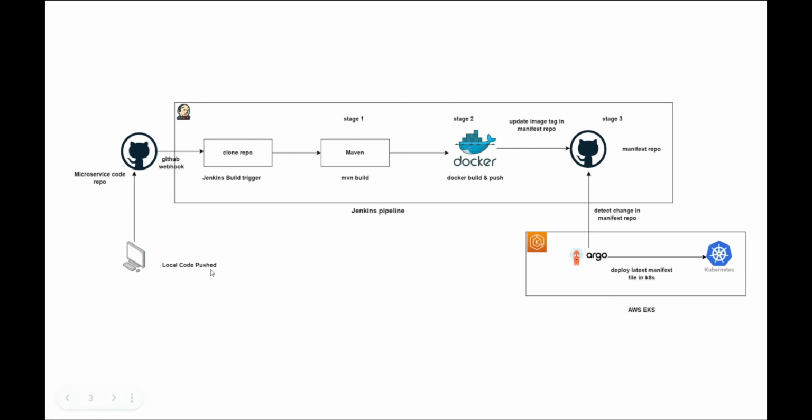This is the CI/CD flowchart for the application that we have created on local. So this is the flow when you create an application locally, push it to GitHub, create a Jenkins pipeline, and do the CI/CD using Jenkins and Argo CD, and at the end deploy the whole code on AWS EKS.